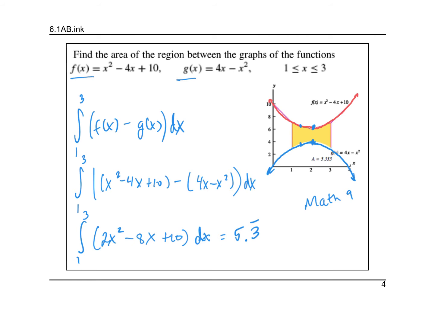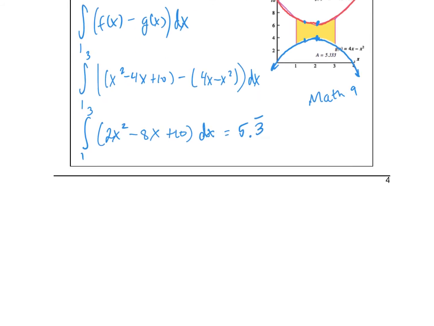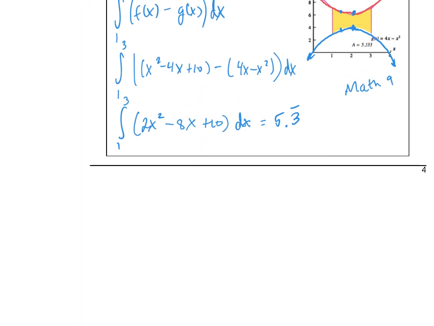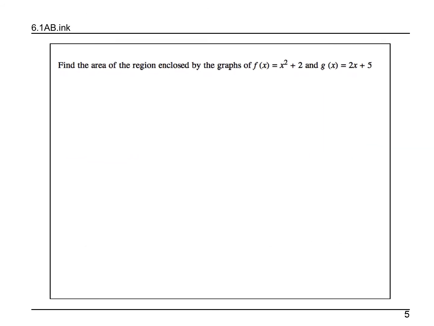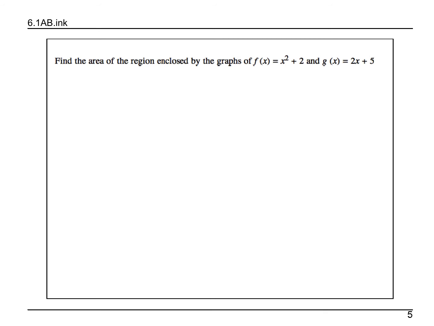Okay. All right, so that's like the first level of problems in this section. Everything was clearly defined. There was one integral to find the area of, one region. Here's your second problem. Far less information. First of all, there's no graph given. There's no limits of integration given or interval given. Find the area of the region enclosed.